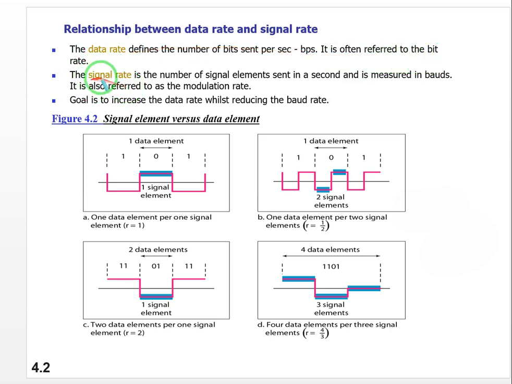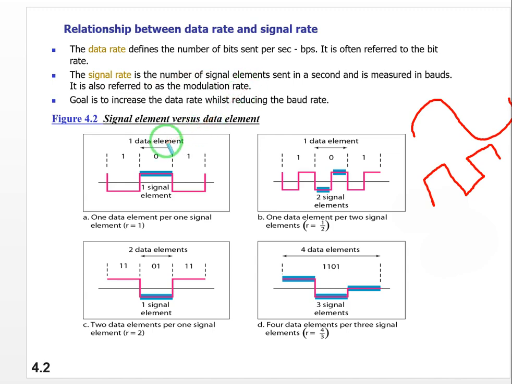What is signal rate now? The signal rate is the number of signal elements. What is a signal element? This wave can be a signal element. The signal rate is the number of signal elements sent in a second, and it is measured in baud. It is also referred to as the modulation rate. Modulation is kind of a wave: you have an analog modulation in this form, and a digital modulation in this form. So signal rate can also be called modulation rate.